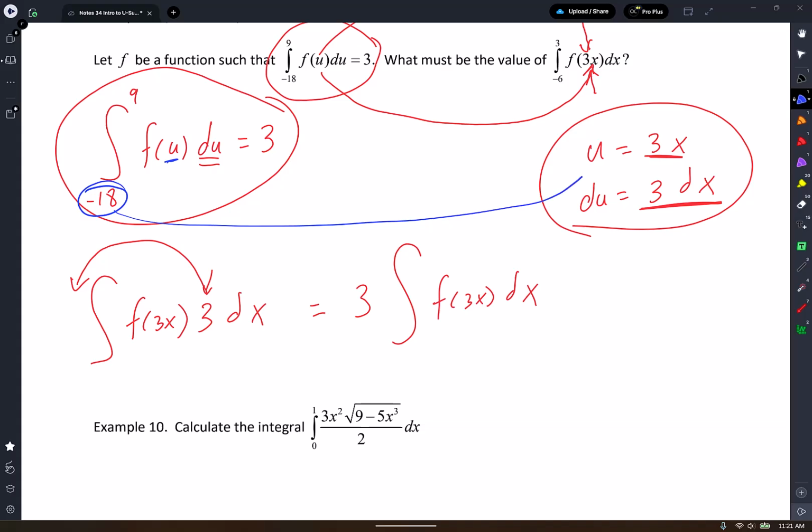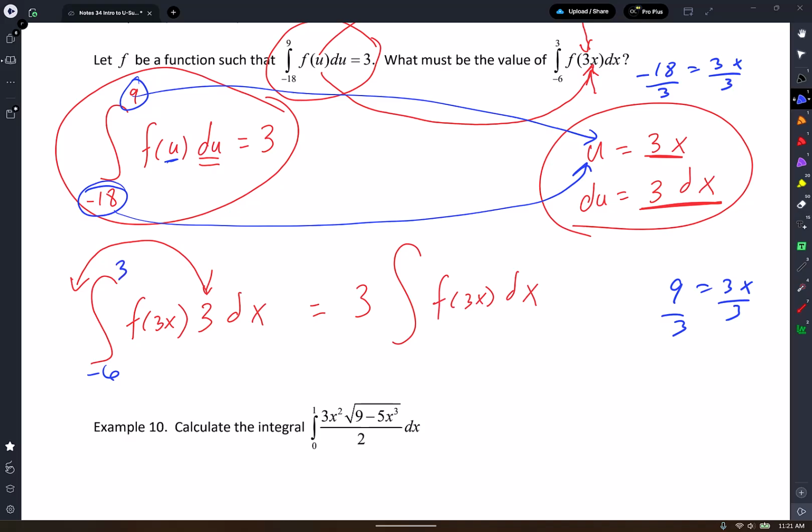When u was negative 18, what was x? Negative 18 equals 3x, divided by 3. What's negative 18 divided by 3? Negative 6. Do you guys see how he got that? All right. When u was 9, what was x? 9 equals 3x, divided by 3. What was x? 3. And so there it is. I'm going to put negative 6, 3.